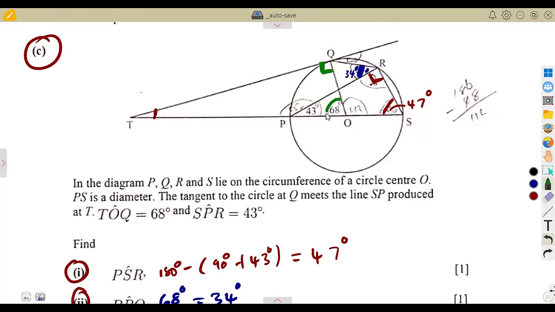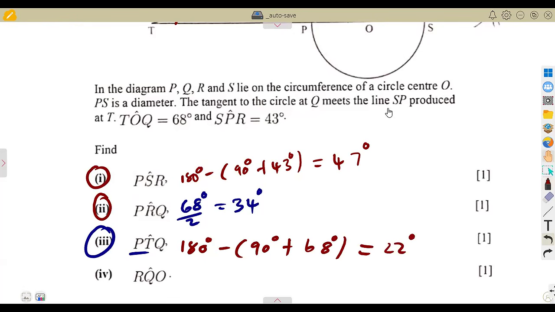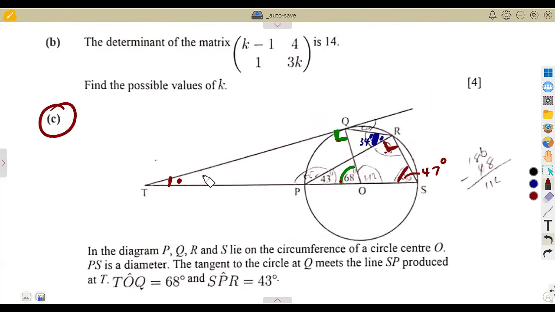So considering this is a triangle, TOQ is a triangle like that. Angles in a triangle add up to 180. So you're going to subtract 90 and 68 from 180, or just 90 minus 68 because it's a right angle triangle. That was going to give us the angle PTQ. We subtract 90 and 68 degrees, they are part of the triangle. So that was going to give us 22 degrees, or like I said, simply 90 minus 68. That was going to be 22 degrees.